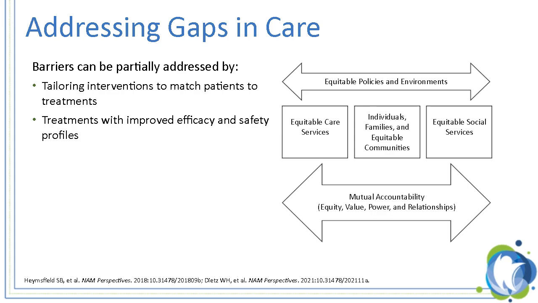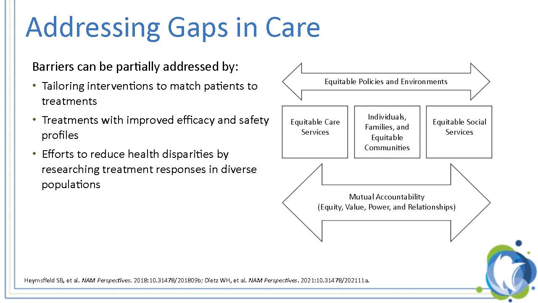So maybe figuring out what the barriers are on an individual level and finding that treatment that matches the pattern of their life or their job schedule. If they work at nights, maybe having a different medication that is easier to take while they're sleeping, or different things like that. Efforts to reduce health disparities by researching treatment responses in diverse populations.